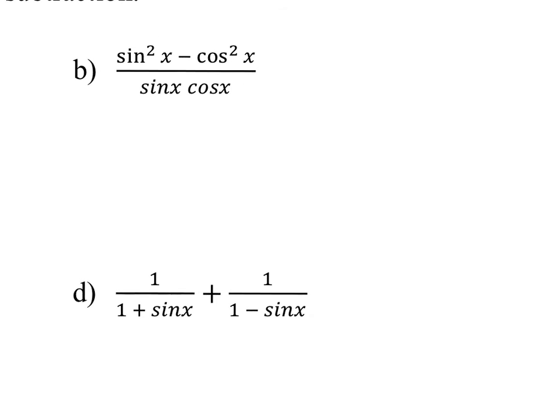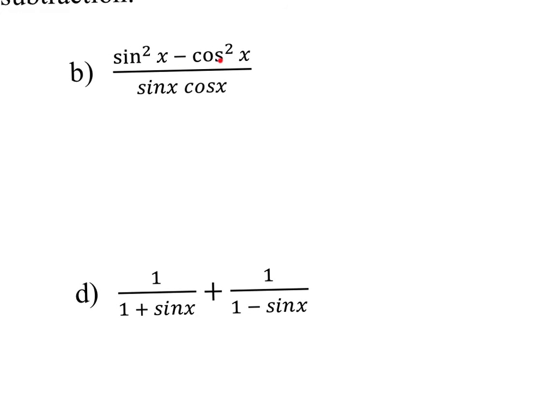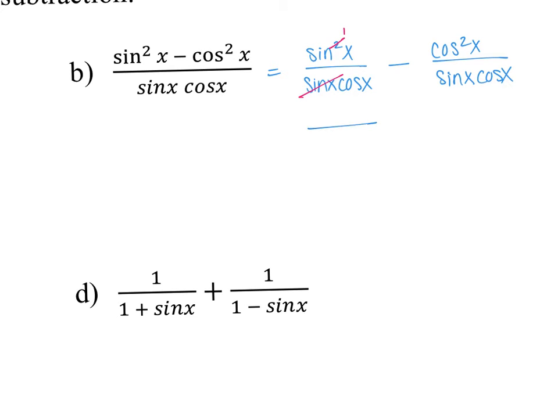So part B is very similar. In this case, you have sine squared this time and cosine squared, but let's try to see if we can split that up into two. So I can write this as sine squared over sine x cosine x minus cosine squared over sine x cosine x. So from here, I notice that there is a sine in the bottom and the top. So I can cancel out the sine in the bottom and cancel out one of the sines on the top. So all I'm left with is just sine on the top and cosine in the bottom.